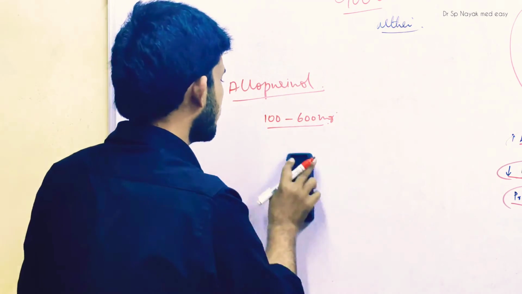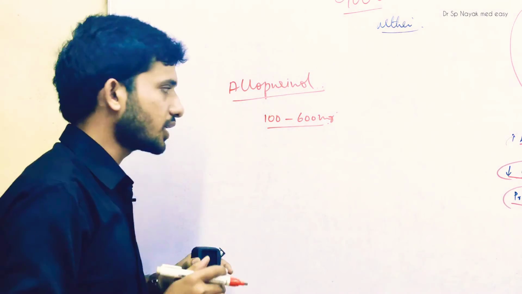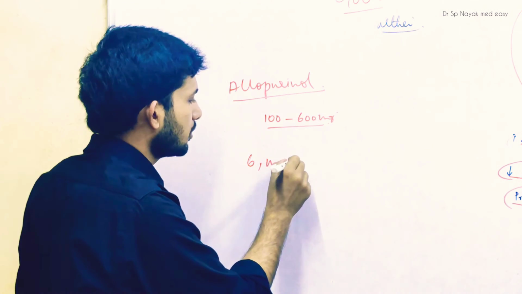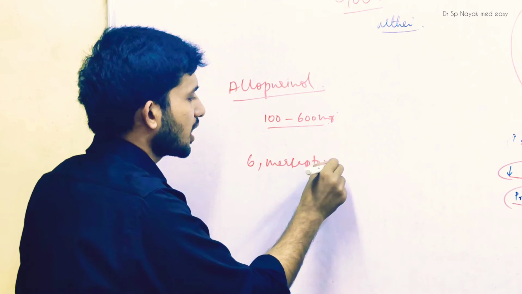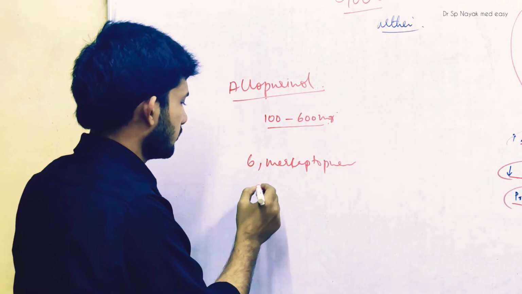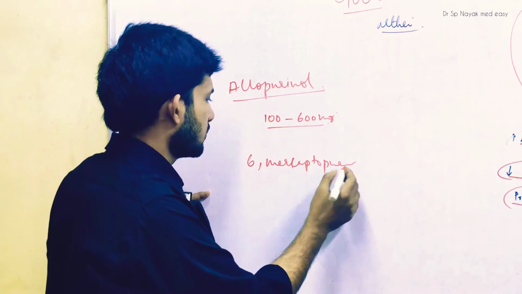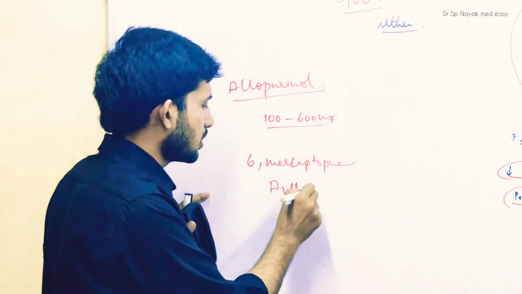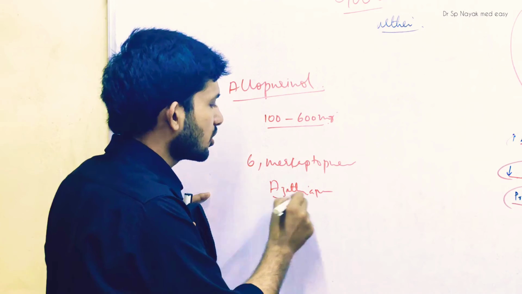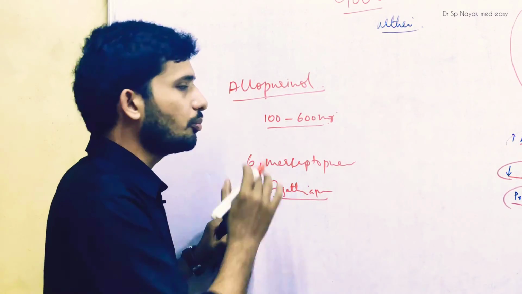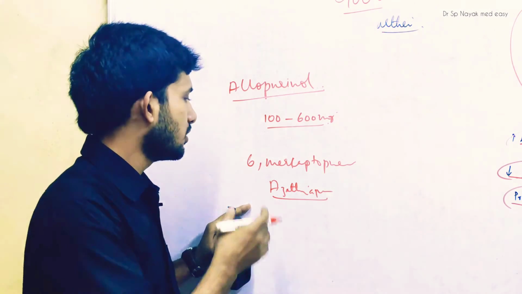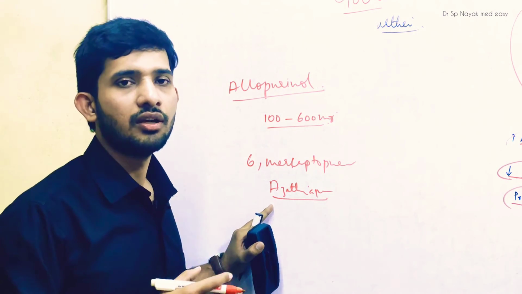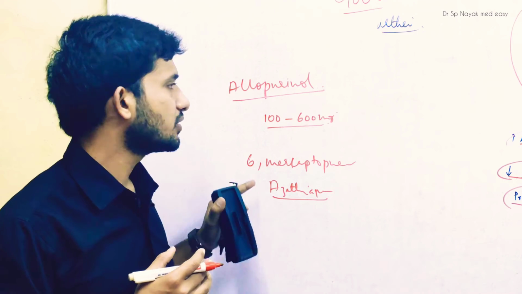Allopurinol also has another very important interaction, with 6-mercaptopurine and azathioprine. These are the two drugs. Allopurinol will inhibit the metabolism of 6-mercaptopurine and azathioprine. So this is another very important drug interaction with allopurinol.